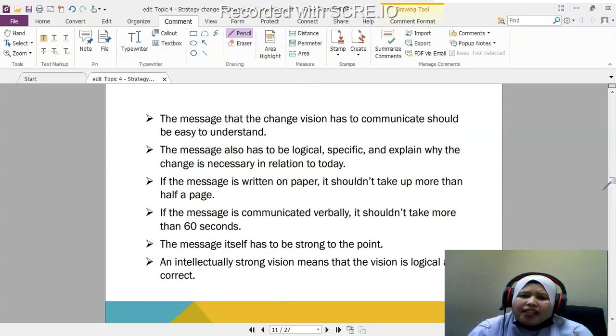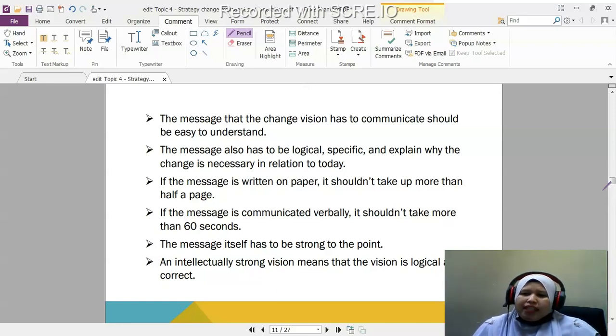The message that the change vision has to communicate should be easy to understand, logical, specific, and explain why the change is necessary in relation to today. If the message is written on paper, it shouldn't take up more than half a page.